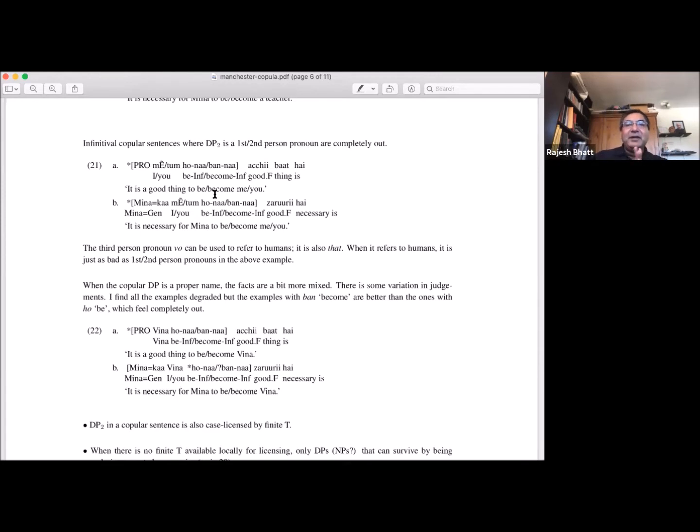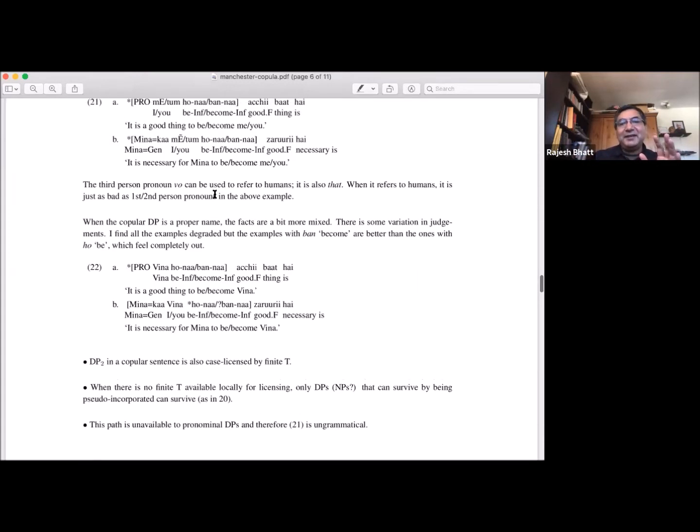So what we get from this is that there is a class of noun phrases in Hindi which need licensing. Those happen to be first person and second person pronouns, proper names, and the third person pronoun, but only when it refers to humans. To a rough approximation, these are also the things in Hindi which, when you put them in direct object position, cannot appear on their own. They have to be covered by a shell, which is another way of saying that Hindi has differential object marking.